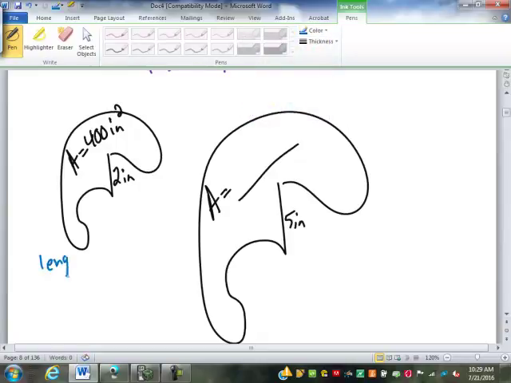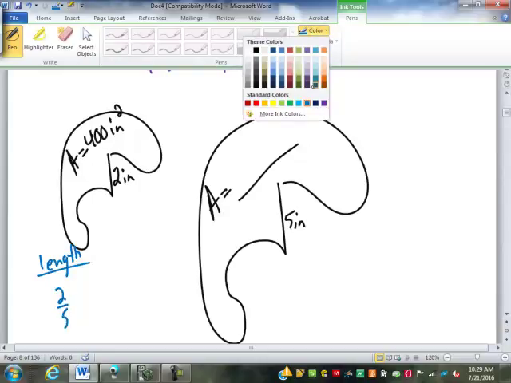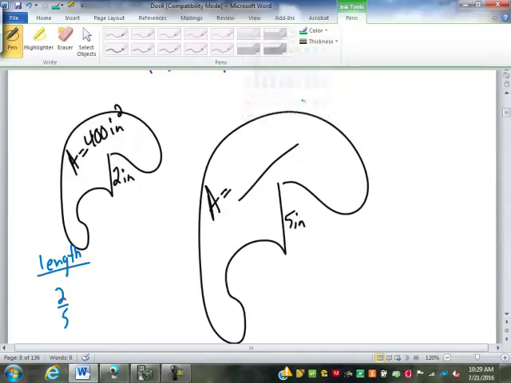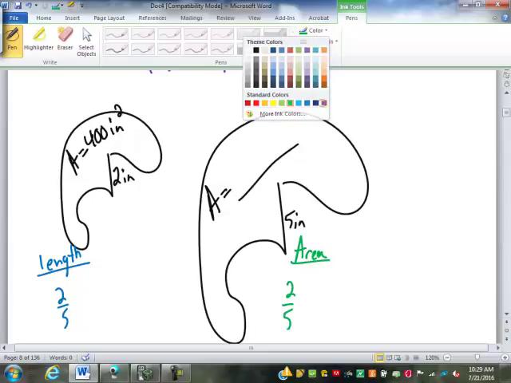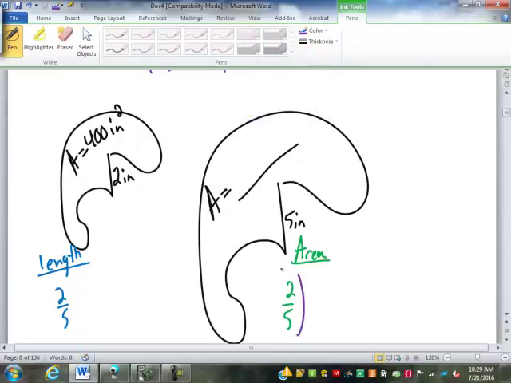What's my ratio of lengths? 2 to 5. Can't reduce that, so we're going to live with it. So now for my ratio of areas, I take that 2 to 5, and what do I do to it? I square it. So what do I get? 4 over 25. Good. 2 squared is 4, and 5 squared is 25.